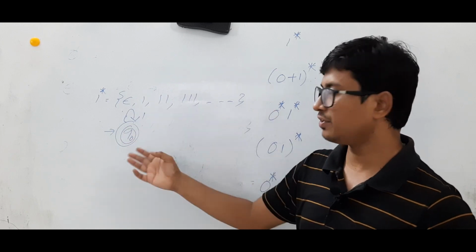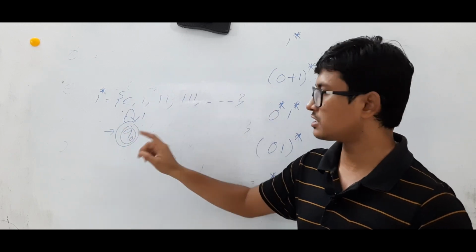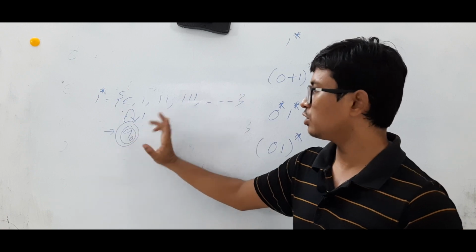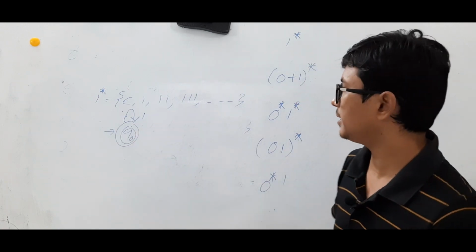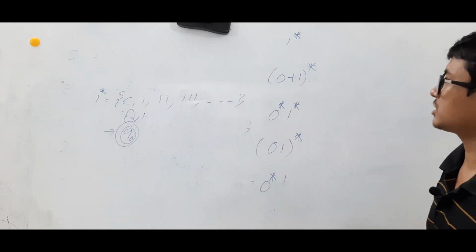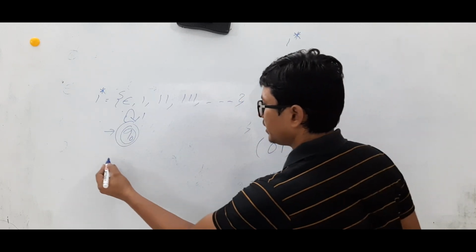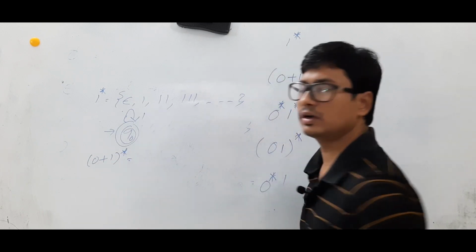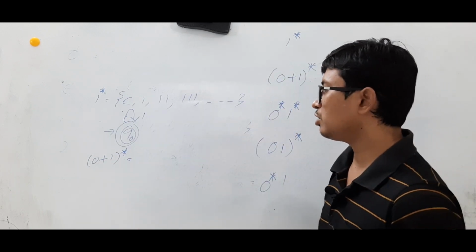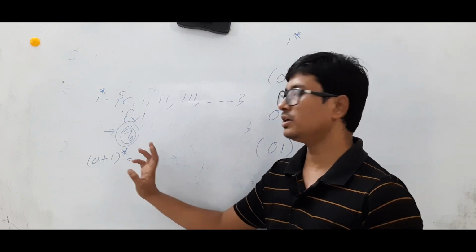So this is the finite automata for the regular expression 1 Kleene closure. If you want to verify, you can verify. Epsilon it will accept, a single one it will accept, two ones it will accept, any number of ones it will accept. Now we will discuss the next one: (0 or 1) Kleene closure. 0 or 1, so it can be 0 or it can be 1.